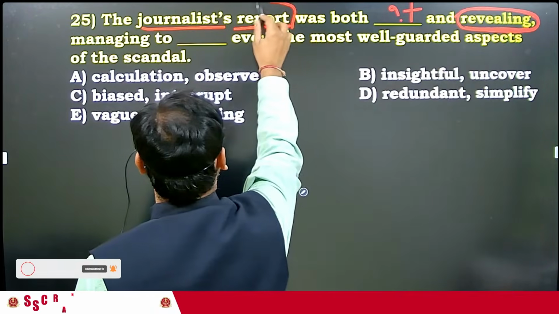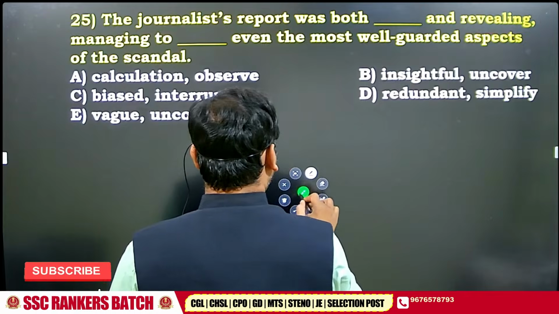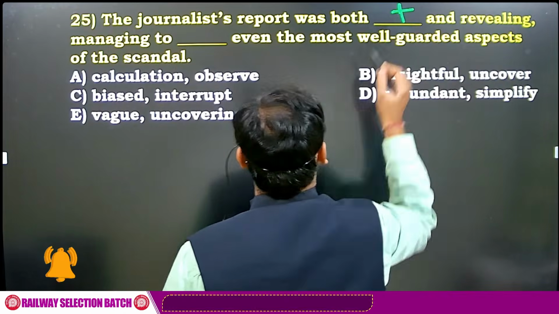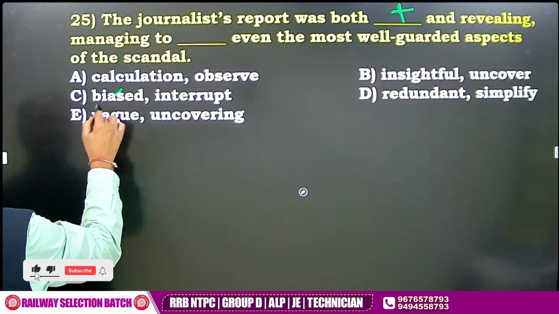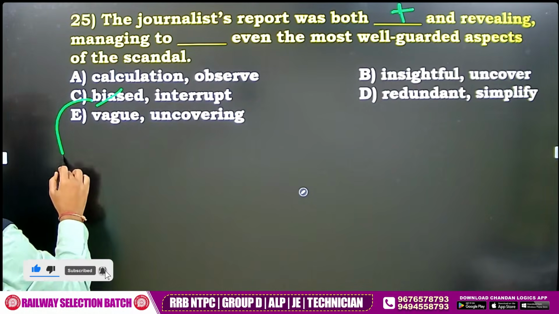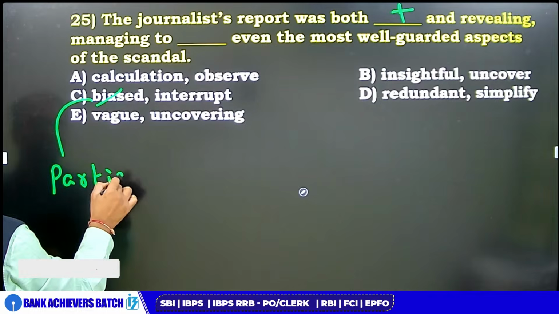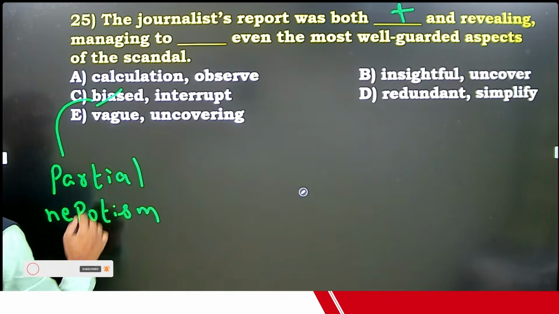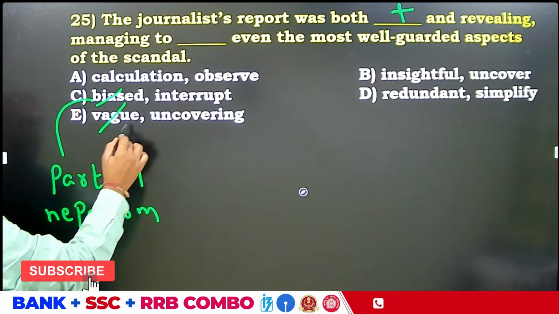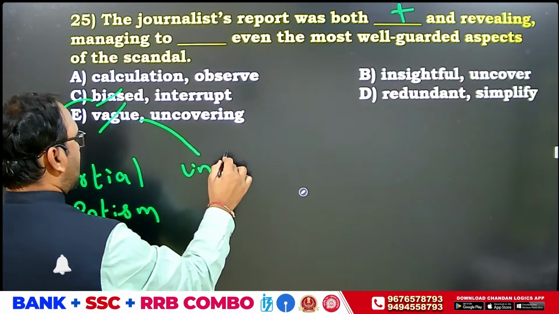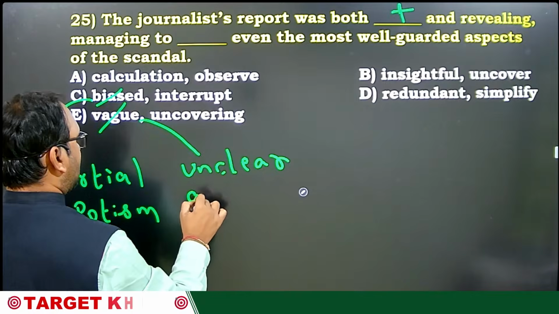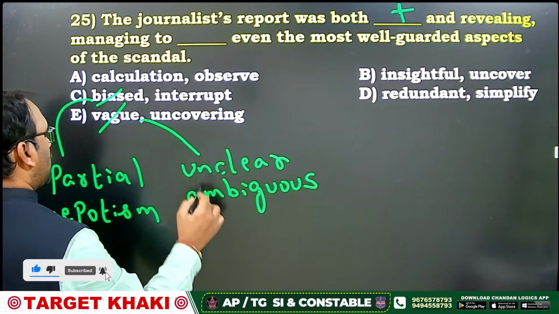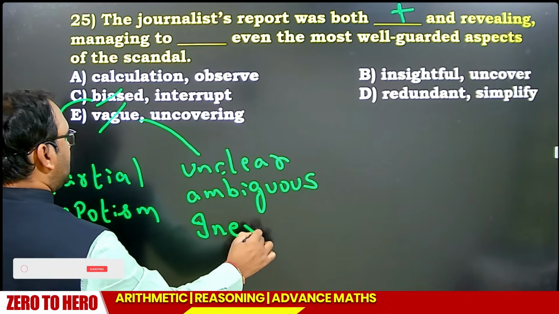You're talking about the journalist's report. So there should be something which is in the positive context. Now if you observe the options properly, biased is negative. Do you know the meaning of biased? Biased means very partial towards somebody, like nepotism, which is a negative word. Here also vague is a negative word. What is the meaning of vague? Vague means unclear. Vague means ambiguous. Vague means inexplicit.